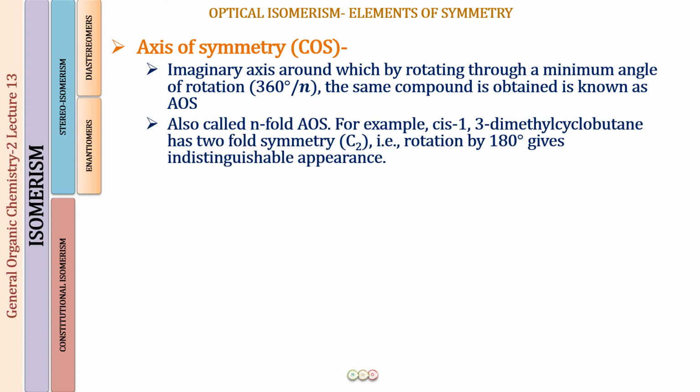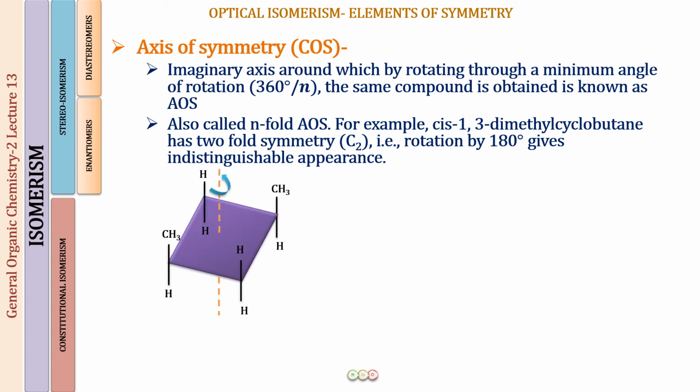So for example, in this molecule cis-1,3-dimethyl cyclobutane, if I rotate it by an angle of 180 degrees, I will get the same molecule back. The two structures will be indistinguishable from each other. Let us look at the structure. This is 1,3-dimethyl cyclobutane: 4 carbons in the ring, and at position 1 and position 3 we have a methyl group. And this we have drawn here as the axis of symmetry, not the center of symmetry, the axis around which we are now going to rotate the molecule.